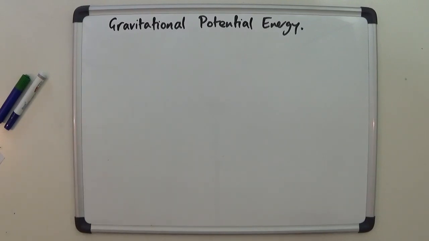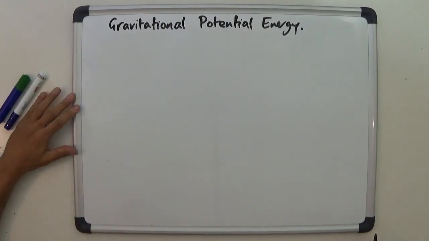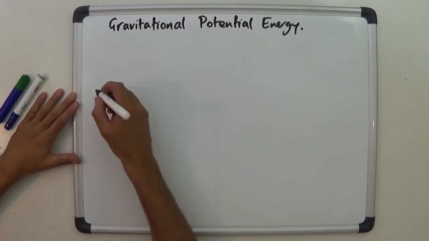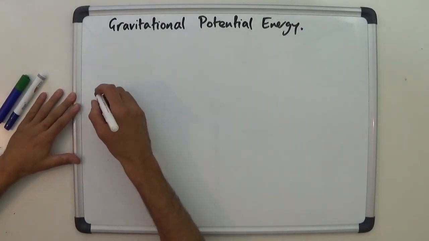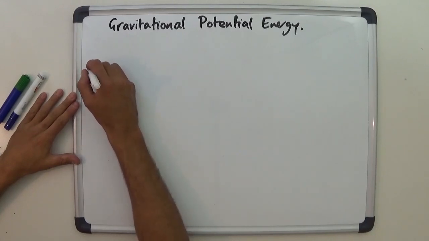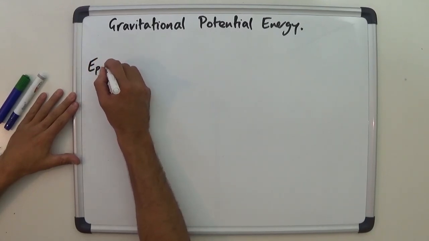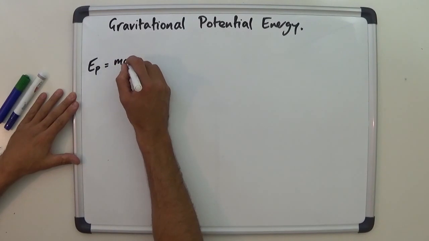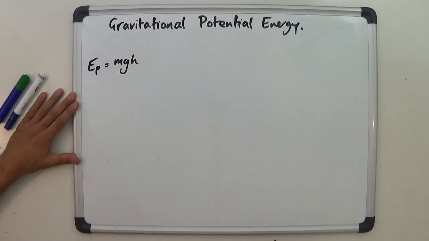Really, this is just a revision of GCSE and an introduction to the concept of gravitational potential energy as a negative value. You're probably familiar with GCSE, the concept of gravitational energy, the potential energy being equal to mgh. And that's all good.